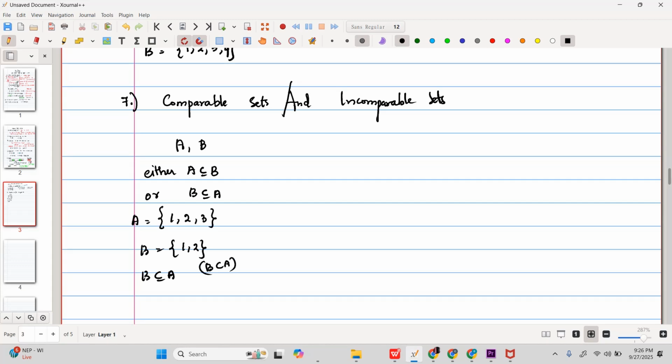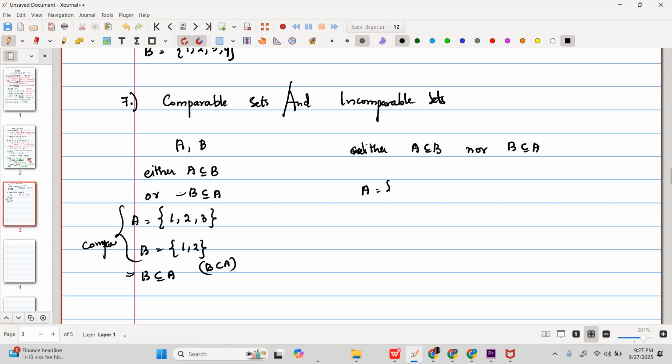Okay. So the second one is holding here. So the given A and B are comparable sets. So what do you mean by incomparable? If we cannot compare them, then it is incomparable. That means neither A is a subset of B nor B is a subset of A. Both conditions do not follow, like we cannot say A is a subset of B or B is a subset of A. Then they are incomparable sets.